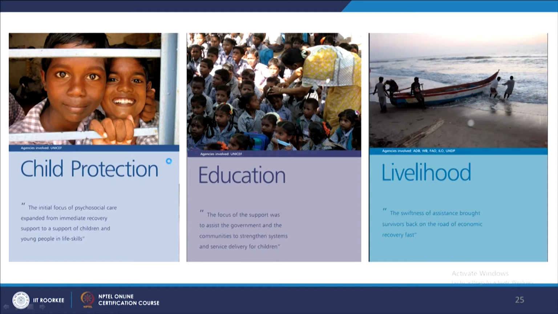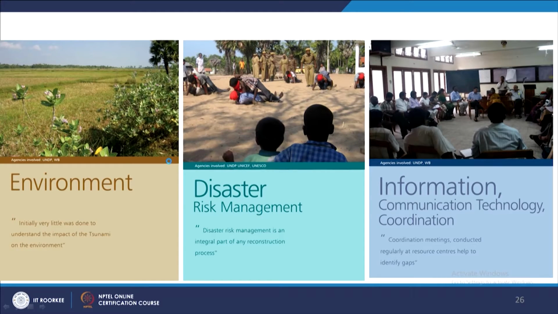And again, the livelihood aspect. In the tsunami case, many fishermen lost their boats, so fiber boats were provided immediately, along with some financial support to buy nets and fish gear. Also, what kind of environmental impacts there were and how they have been improved, what kind of plantations have been taken care of. All this is accounted for. Similarly, how communities are trained in disaster risk management for upcoming disasters, and in information communication technology and coordination.